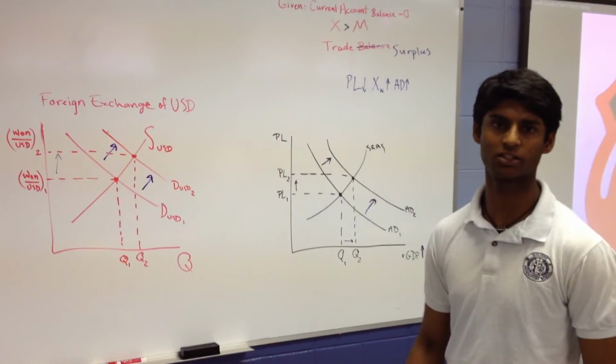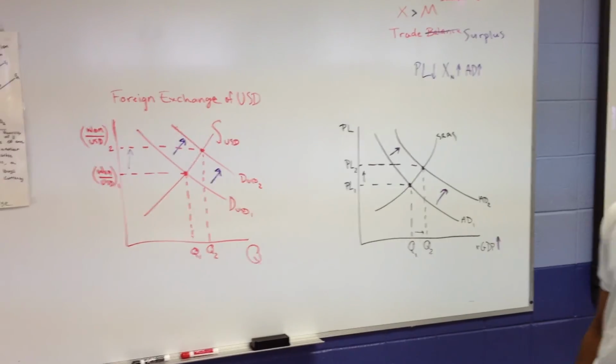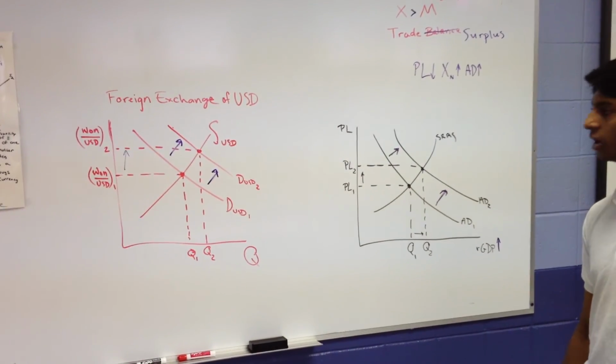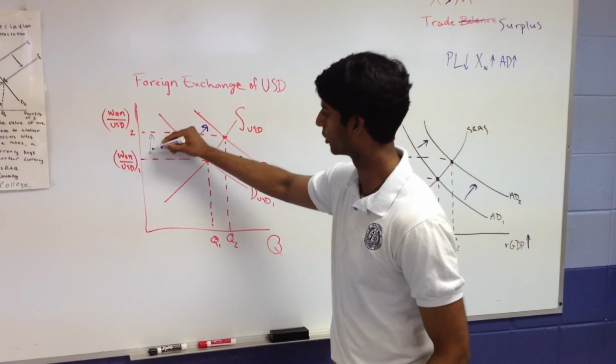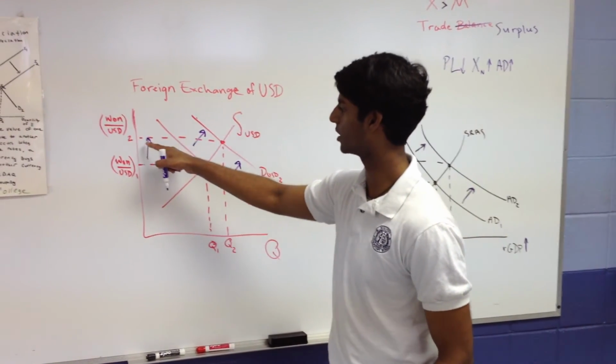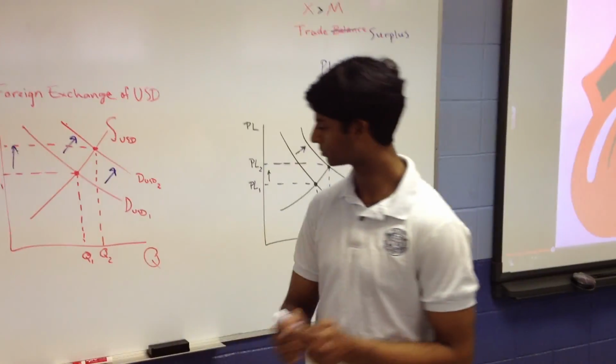What did the question ask? The change in the exchange rate for won per U.S. dollar. It increases, and that can be shown on your graph by this increase right here along the axis. Cool.